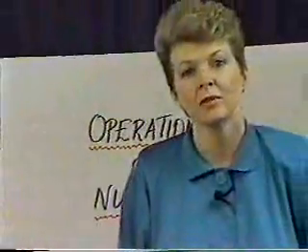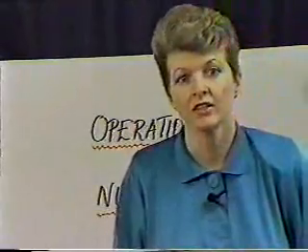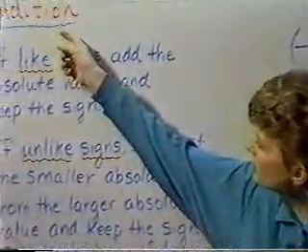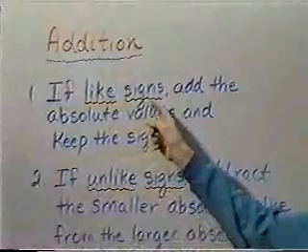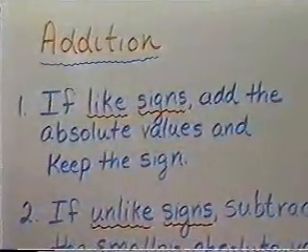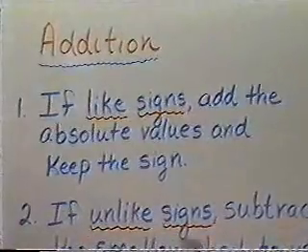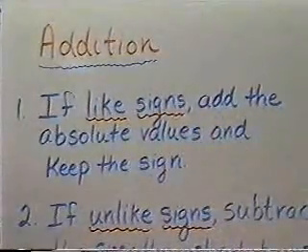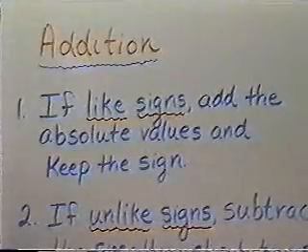This tape segment will review operations on numbers. Let's begin by looking at the addition of signed numbers. For addition, if you have like signs, add the absolute values and keep the sign. Once again, if you're adding 2 numbers with like signs, add the absolute values and keep the sign.